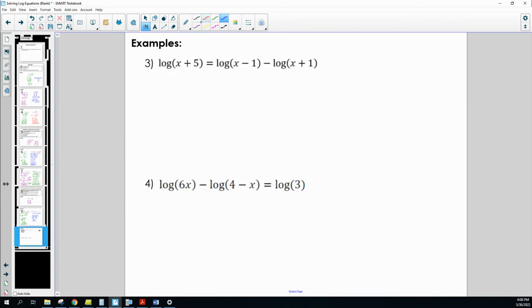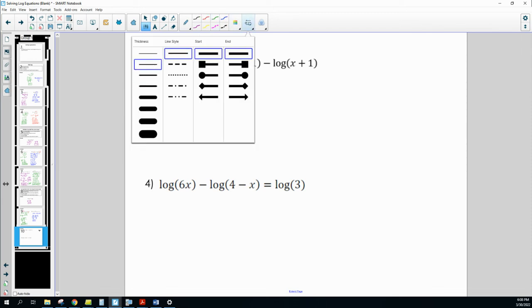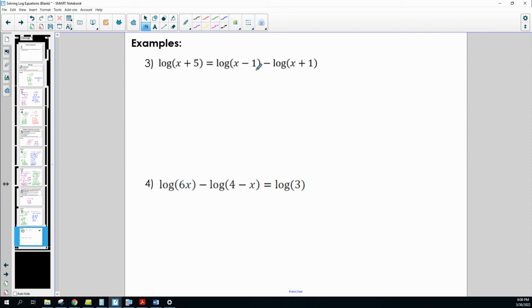Okay, last couple we're going to look at here. So if we have, I'm just going to change the size of my pen. Again, we're going to condense the right-hand side this time. So we have log of x plus 5 equals, this will become log of x minus 1 over x plus 1. Because we're subtracting, so it changes to division. They both have the same base, so we can take those arguments and set them equal.